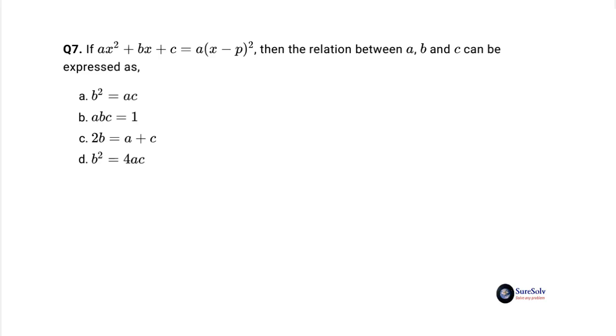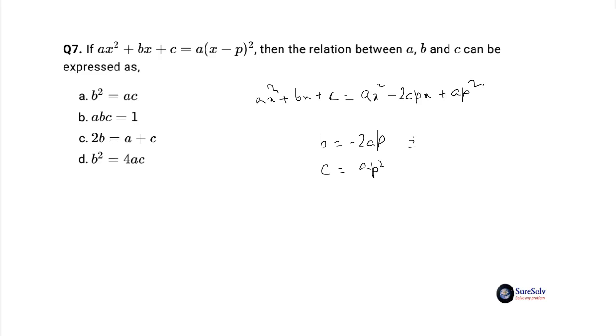So we expand the right hand side of the equation and get ax square plus bx plus c equal to ax square minus 2apx plus ap square. Coefficients of the first term is same, which is a. Equating the coefficients of the second term, we get b equal to minus 2ap. And comparing the third terms, we get c equal to ap square. We have to eliminate p.